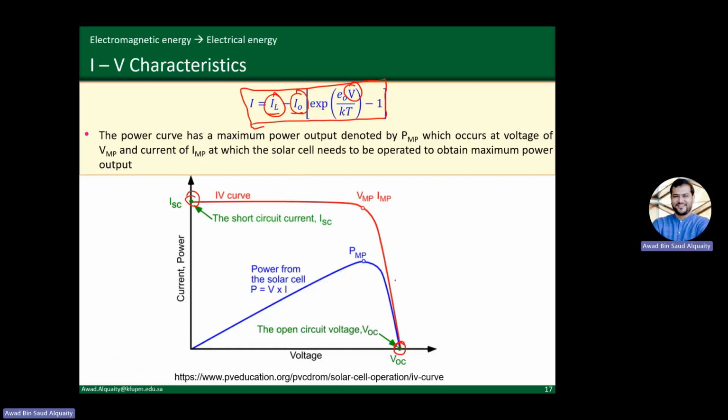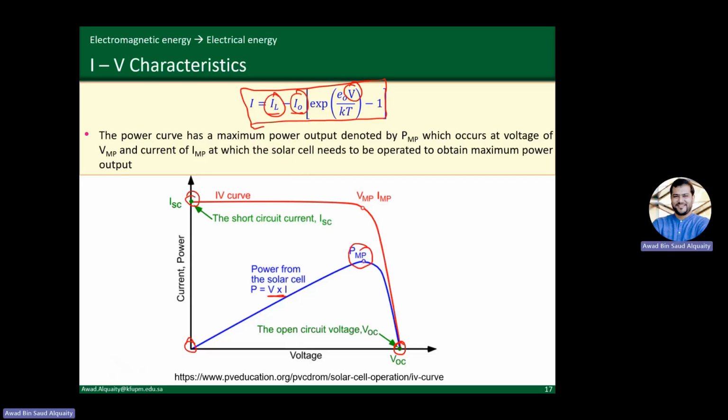Now, using the current value for a given voltage, we can also come up with the power curve, which simply indicates how the power changes as a function of voltage. Power from a solar cell is simply voltage times current, as expected. Again, you can see that the power is 0 at the short circuit current, and also 0 at the open circuit voltage, because at open circuit voltage the current is 0, and at short circuit current the voltage is 0. Everywhere in between, the power has a non-zero value, and it peaks at this point shown as PMP, the power at maximum power.